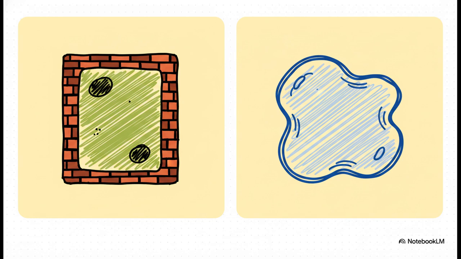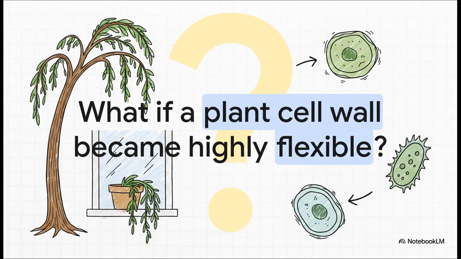So to wrap up our tour today, I want to leave you with a quick thought experiment. What consequences would you predict if a plant cell's wall suddenly became as flexible as an animal's cell membrane? Think about the towering trees outside or the potted plants sitting on your windowsill right now. How absolutely vital is that microscopic rigidity to their survival, and what would happen if that factory wall just collapsed?